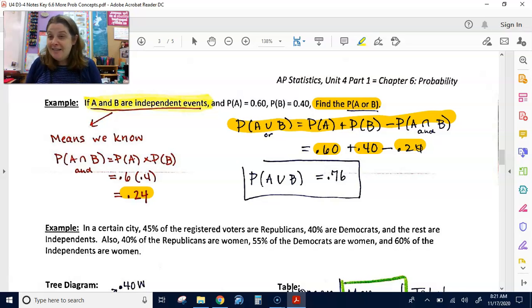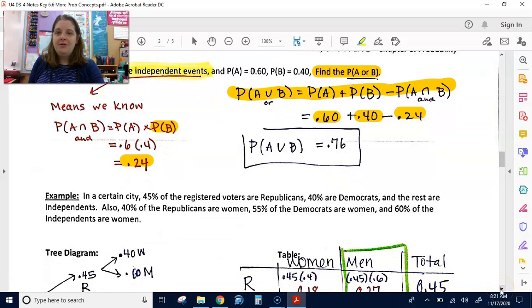If they are not independent, I would not be able to solve this problem. Because the probability of A and B, this conditional probability, would be B given A, and I don't know that. I can't find that. If they're independent, I can do this multiplication. Otherwise, I'm out of luck.